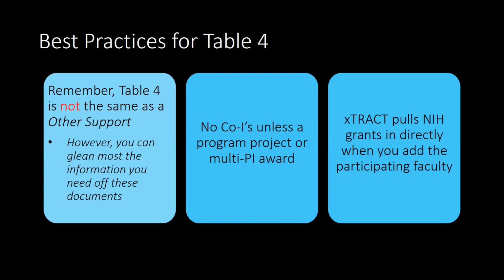A lot of times what I will do before I start sending out the emails is add all my faculty to Extract, and then it automatically pulls all their NIH funding. So when I email them, I'll just say, hey, I already have your NIH listed. Can you just send me your non-NIH funding? And I'll list them for that and say, can you confirm or something like that?